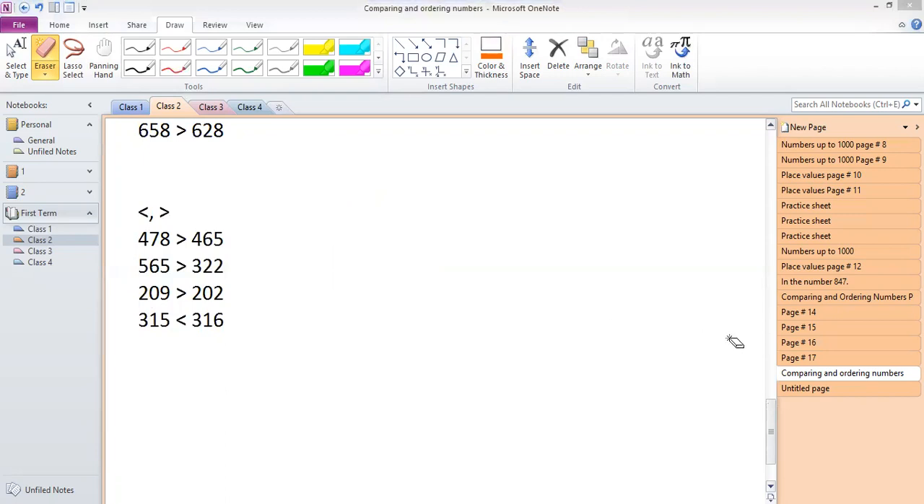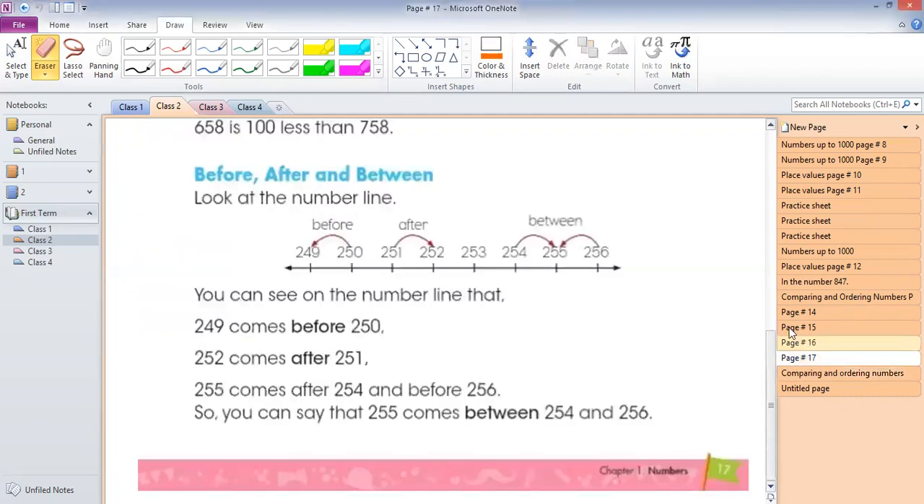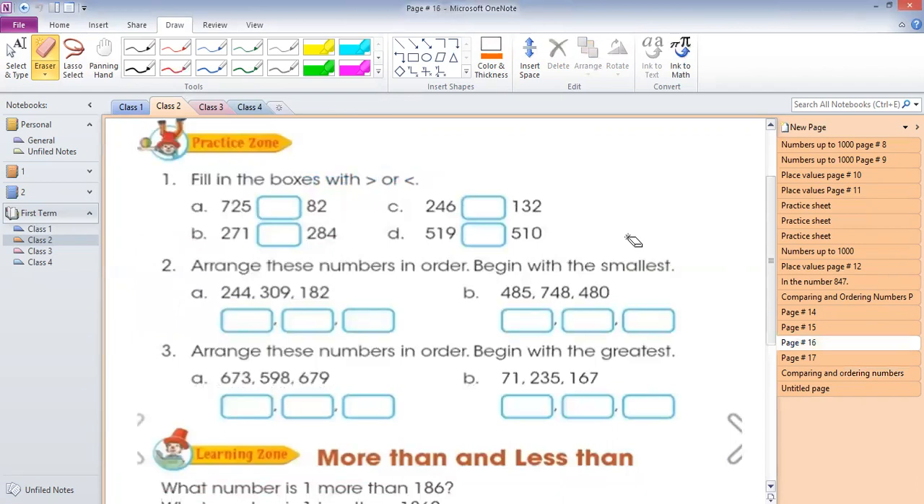So guys, let's come to the book on page number 16. Please open book page number 16. If you have book, open the book page number 16. Or if you have PDF file, open that PDF file. Because we are going to complete question number 1 from page number 16.